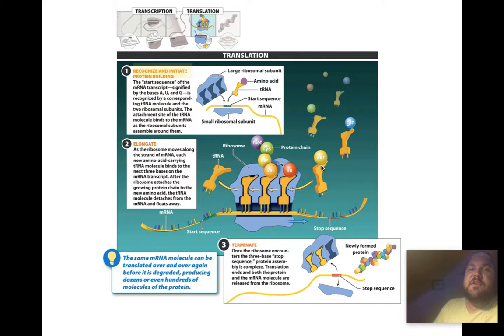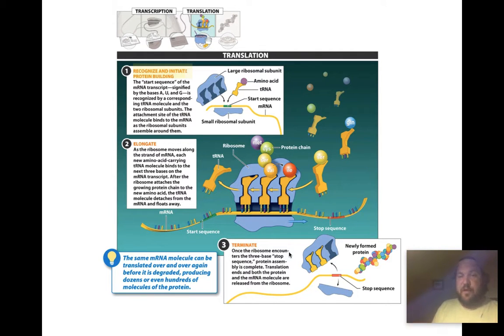As the ribosome moves along the strand of mRNA, each new amino acid carrying tRNA molecule binds to the next 3 bases on the mRNA transcript. After it has attached the growing protein chain to the new amino acid, the tRNA is kicked out, detaches, and floats away. Finally, at the end of every mRNA transcript is one of those 3 stop sequences. And that stop sequence tells the 2 subunits of the ribosome, we're done, we can detach from the mRNA transcript, and we can release our newly formed protein.